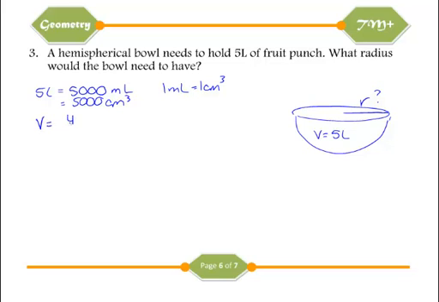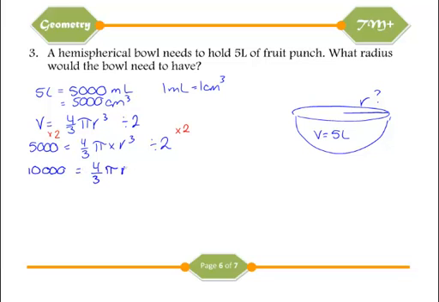Now my volume is 4 over 3 pi r cubed, and then that has to be divided by 2. So I've got 5,000 equals 4 over 3 pi times my radius, which I don't know, r cubed, all divided by 2. I'm going to get that divided by 2 out of the way first, so I'm going to divide both sides by 2. So now I have 10,000 equals 4 over 3 pi r cubed. I can get rid of that 3, so I'm going to times both sides by 3. So now I have 30,000 equals 4 pi r cubed.